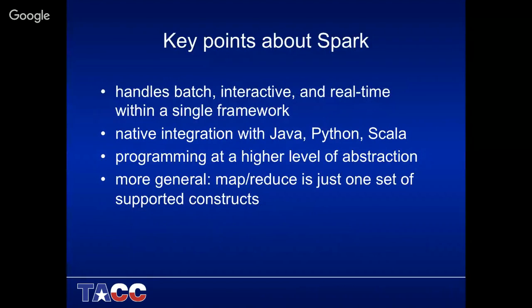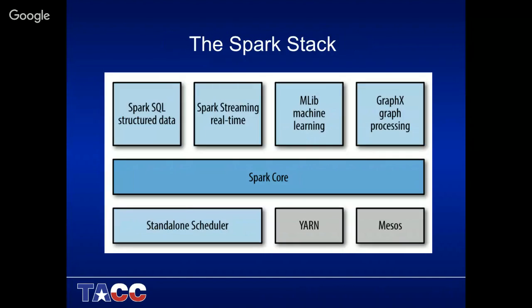So there's several key components. The lower level is the resource managers, like cluster managers. There's a standalone scheduler, which is within the Apache Hadoop distribution. And the other is YARN, yet another resource negotiator, which we're using on Wrangler right now. And the other called Mesos.